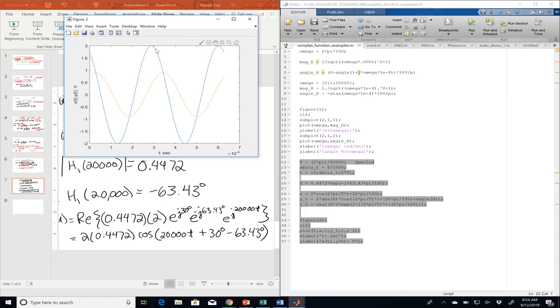The blue is the input. See that it's got an amplitude of 2. And over here, there are actually two things sitting on top of each other. One of them is the cosine, and the other one is the real part of the exponential. If you follow this approach and this code, I'll post the code as well on Canvas, you should be able to figure out what's going on. Hope that helps.